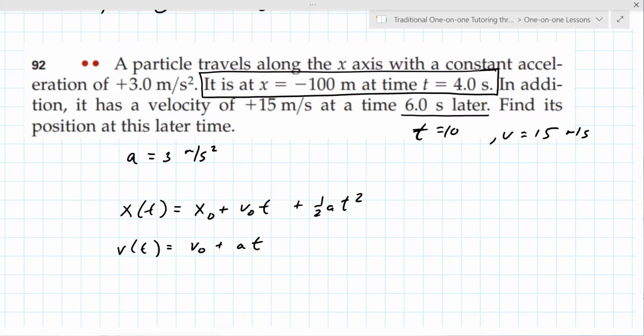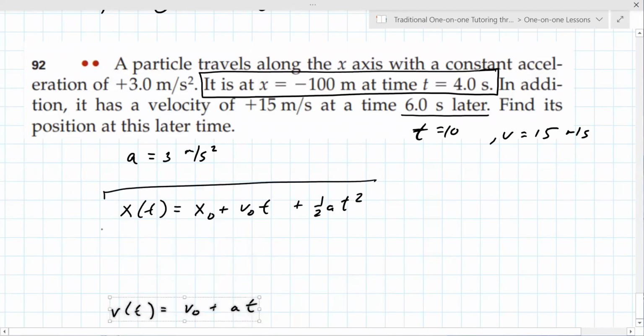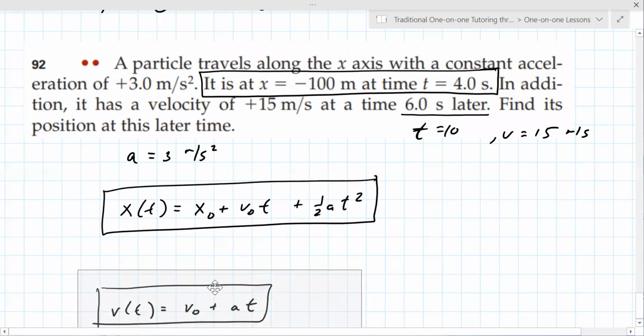Wait, I'm trying to get the x of t. Wait, this is x of t, right? No, this is just information. We're going to substitute some numbers into this equation. How did you get the x of t equals x naught...? This is a known equation. You have to know this. You come to your class and you always know this equation. It's always going to be used.